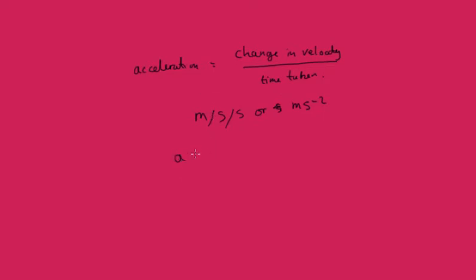So acceleration is the final speed minus the initial speed over t. v is final speed, u is initial speed.